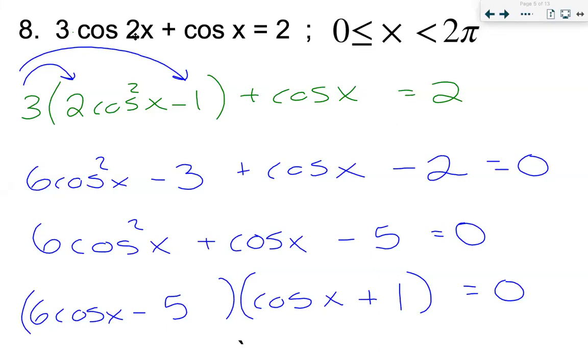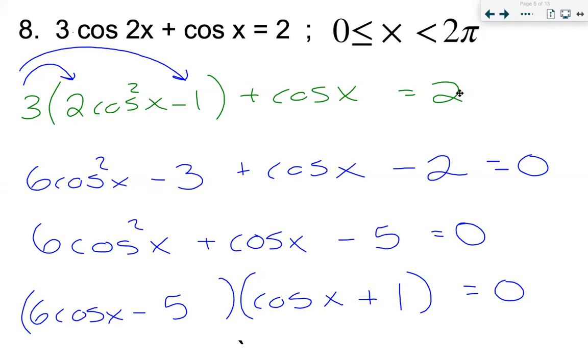Remember, there's 3 of them. So the one I want to use is cosine 2x is equivalent to 2 cosine squared x minus 1. So I'm going to substitute cosine 2x for 2 cosine squared x minus 1. I still have to deal with the 3 out here, so I'm going to distribute my 3 to both of these terms here, giving me 6 cosine squared x minus 3 plus cosine x.